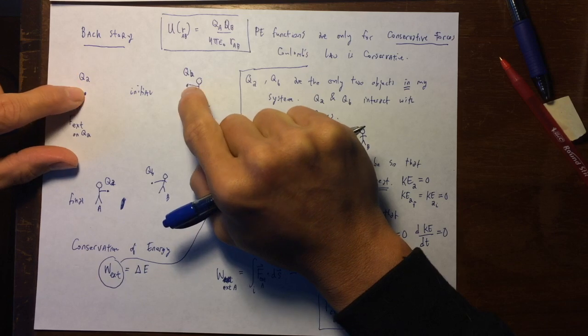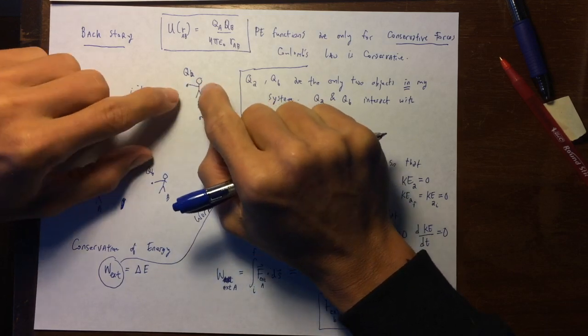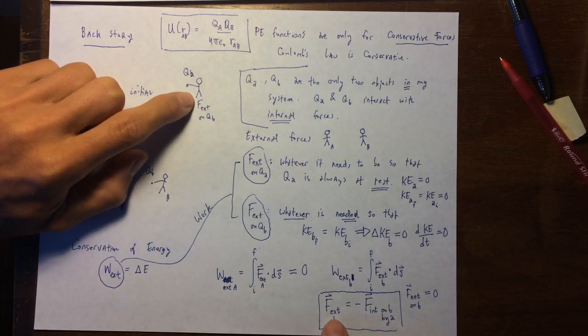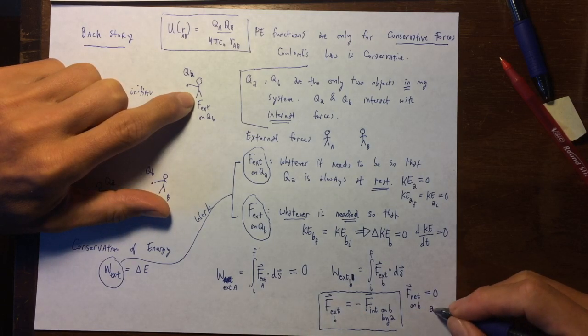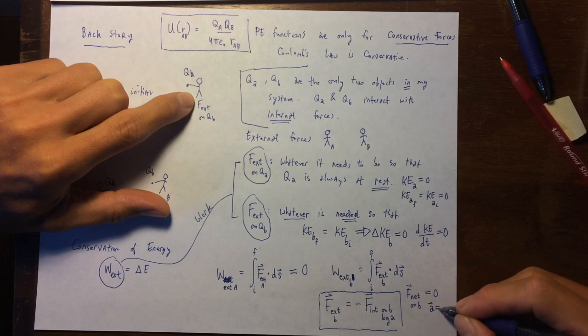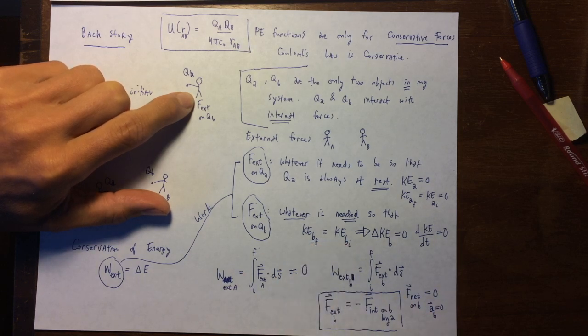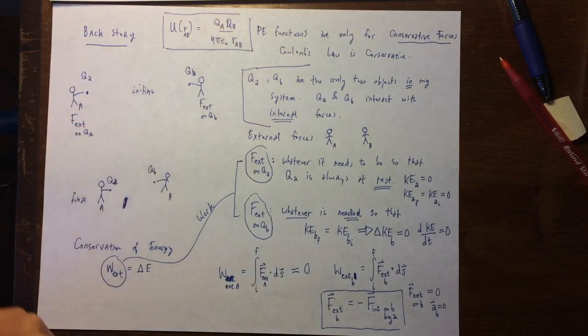So I've got a Coulomb interaction that's internal, and I've got an external force. And those two forces are forces on B. And if I make them be the same except with an opposite sign, then the net force on B is 0. What that means is that the acceleration of charge B is 0. And if the acceleration is 0, then the kinetic energy can't change. So this is a way to do this.